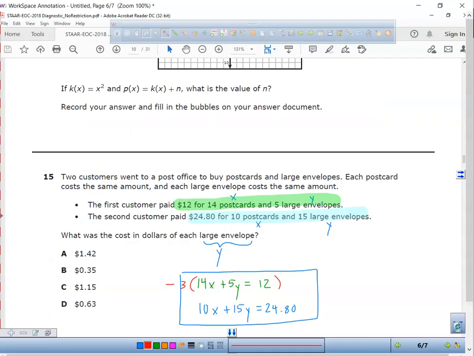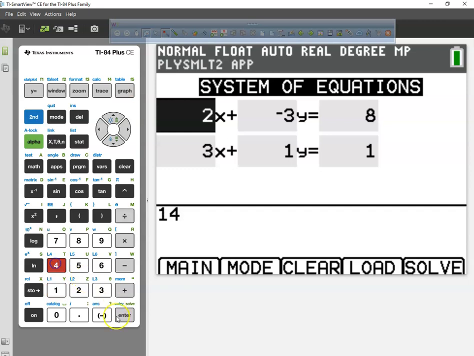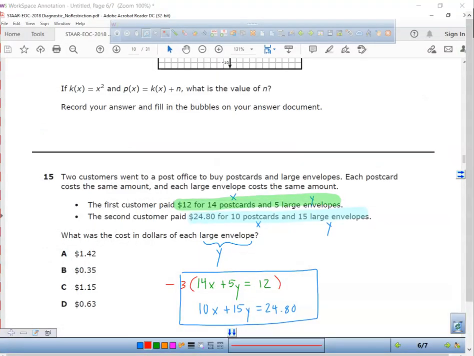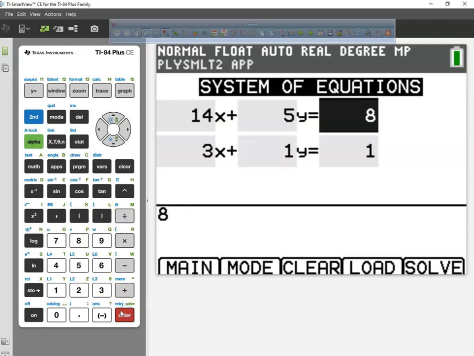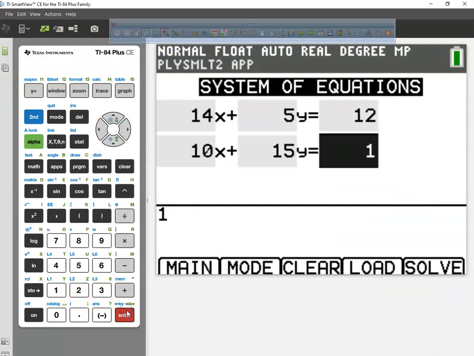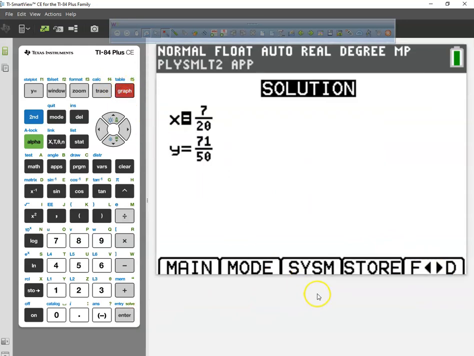Okay. And what did we say x was? 14. So you type in a 14. What was our y value? Press enter. Our y value was what? All right, 5. So type in a 5. And then that was a 12. All right, and here what was our x value in the second line? 10. All right. Then 15. Then 2480. There you go. See where it says solve? Okay, I'll solve it. What's our y value? 71 over what?